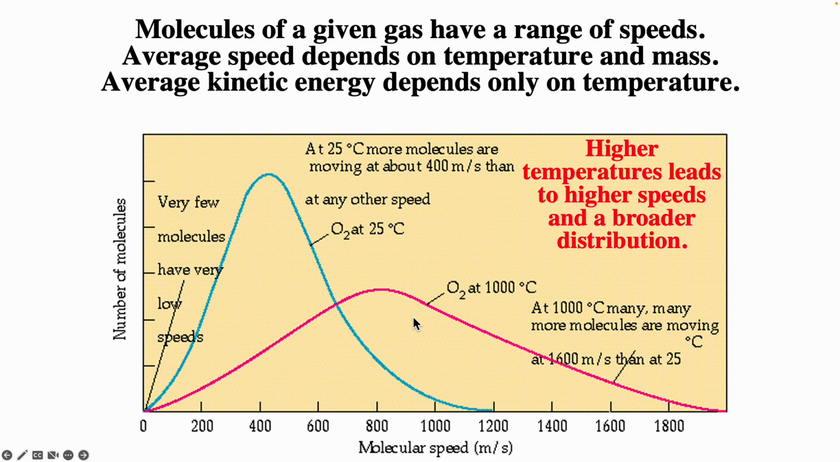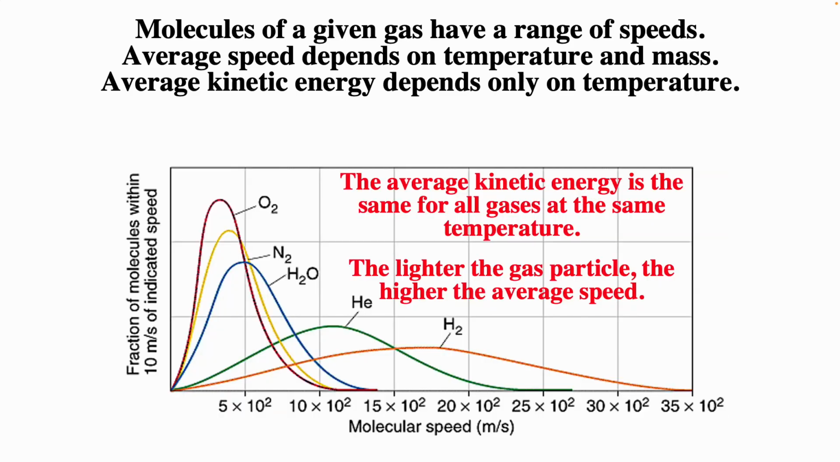That's kind of interesting. If we look at gases all at the same temperature, all of their average kinetic energies are the same. But notice as you go to the lighter gas, you go to a higher speed, and you also go to a broader distribution. That looks very similar to going to a higher temperature. You go to higher average speed and a broader distribution. But again, please remember, all gases have exactly the same average kinetic energy at the same temperature. Lighter gases will have a higher average speed and a broader distribution.